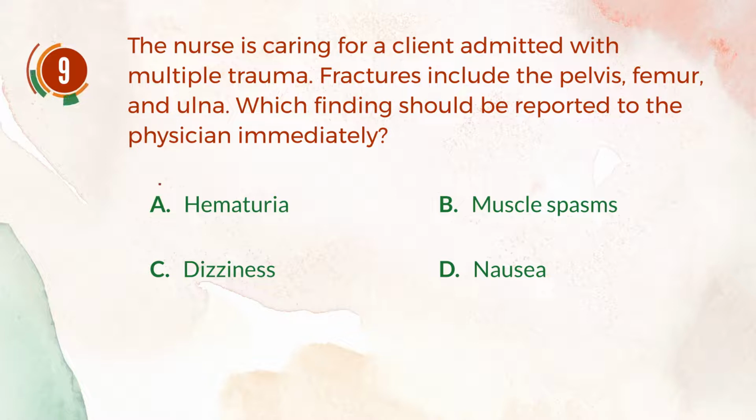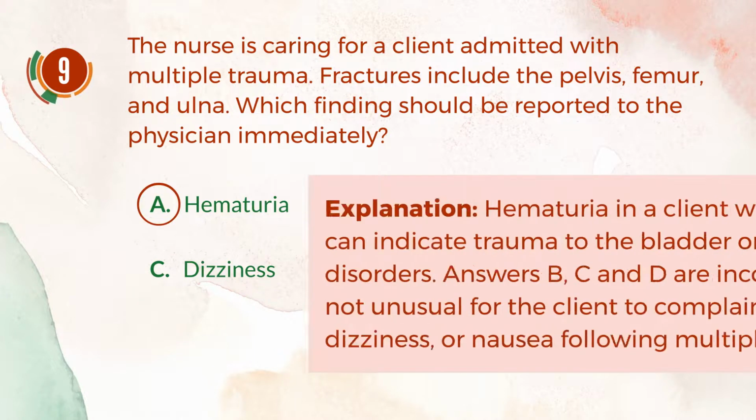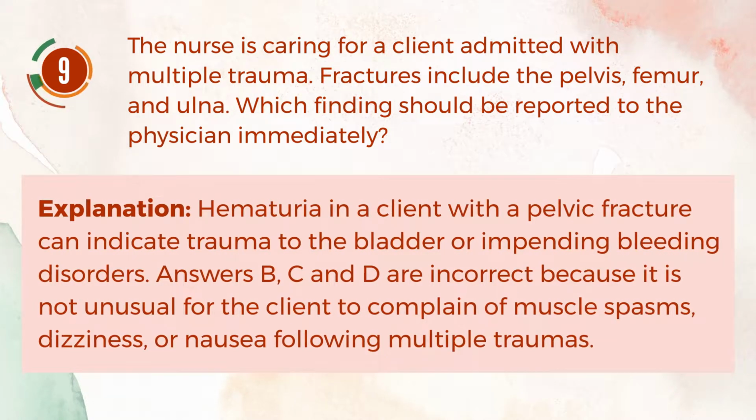The correct answer is A. Hematuria. Explanation. Hematuria in a client with a pelvic fracture can indicate trauma to the bladder or impending bleeding disorders. Answers B, C and D are incorrect because it is not unusual for the client to complain of muscle spasms, dizziness, or nausea following multiple traumas.